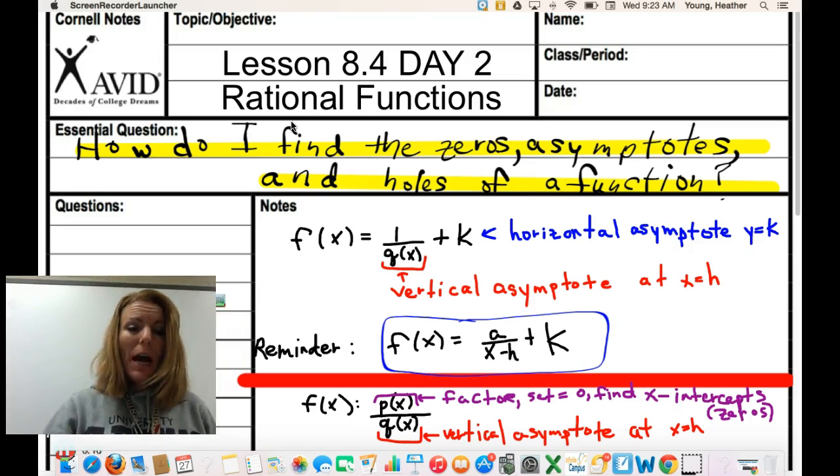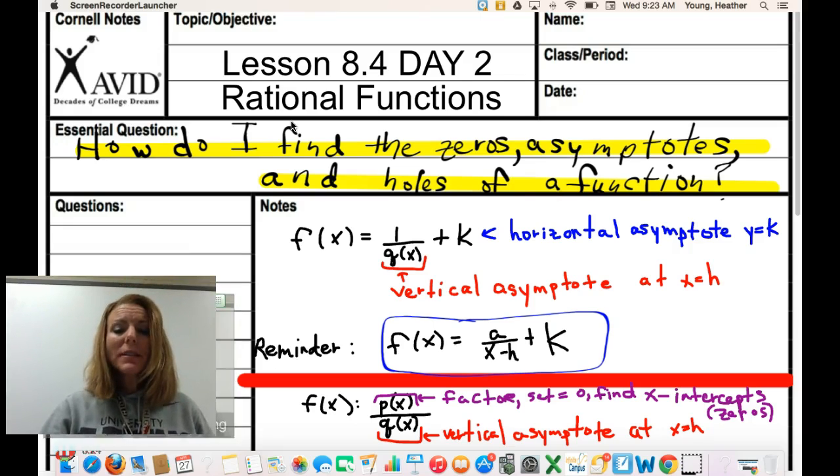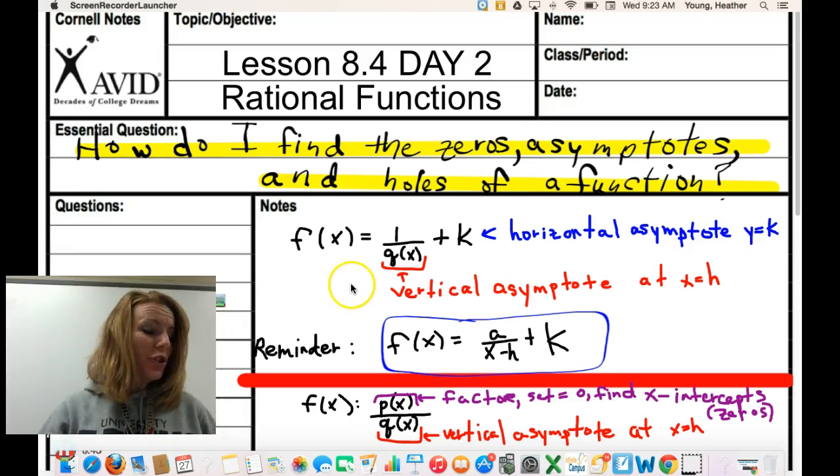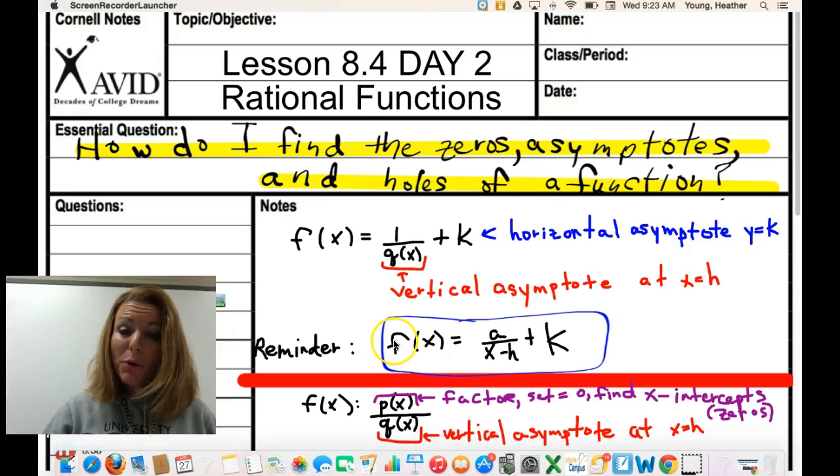Here's the essential question. How do I find the zeros, asymptotes, and holes of a function? In the last lesson, we talked about this equation right here, which is going to be used today. Remember, h and k, which we're going to find, affect the locations of the asymptotes, the domain, and the range of rational functions, whose graphs are hyperbolas. These equations represent a graph that is in the shape of a hyperbola.